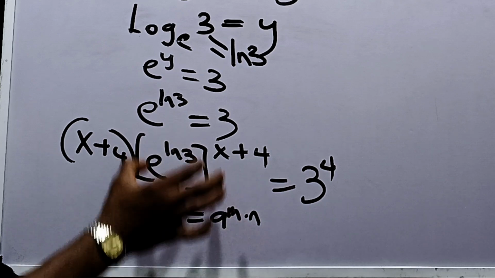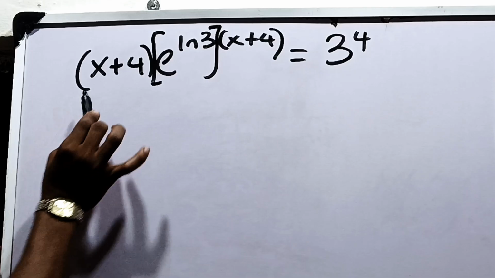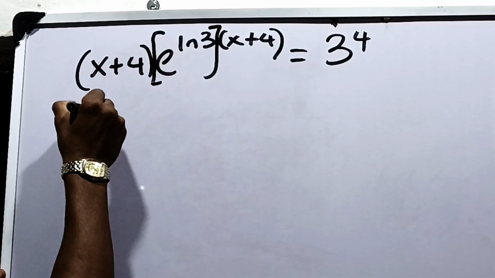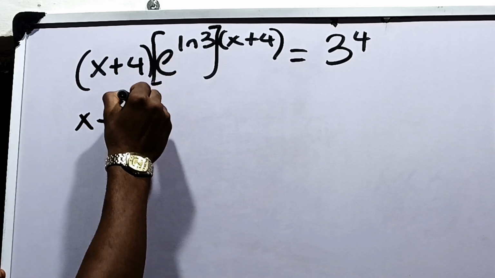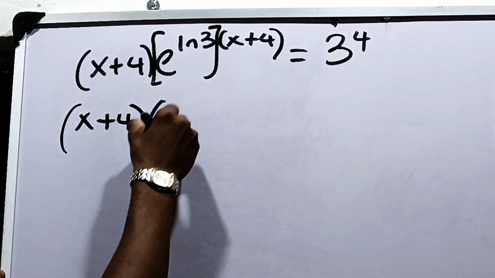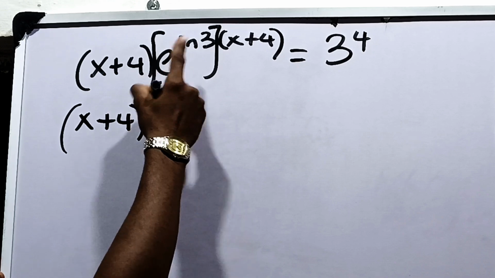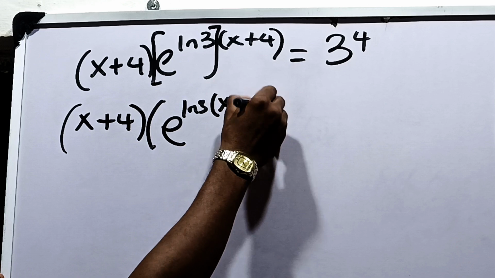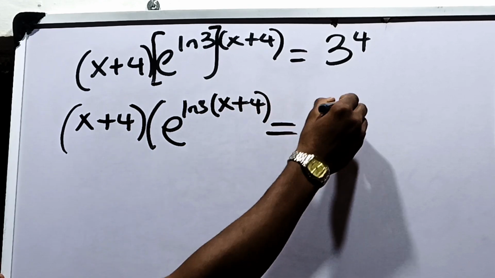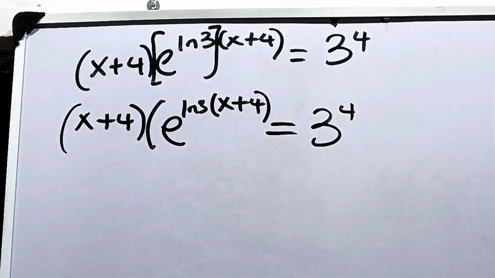So applying the same law here, this becomes x plus 4. Now we have e raised to power what? ln of 3 multiplied by x plus 4. And this is equal to 3 raised to power 4. Now we can do something here.